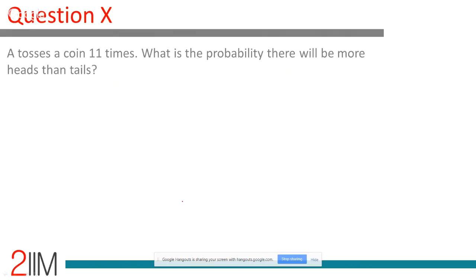Fine, so I'm going to give you like, say, 10, 15 more seconds, keep talking some gibberish till then, and then jump in, dive in and solve this question. A coin is tossed 11 times. What is the probability there will be more heads than tails?